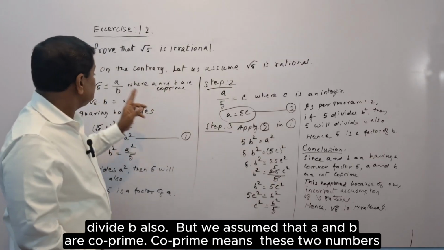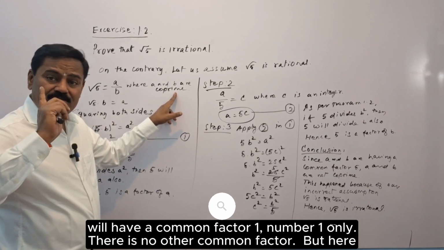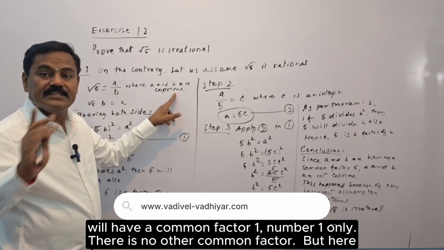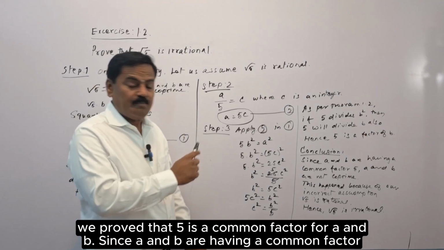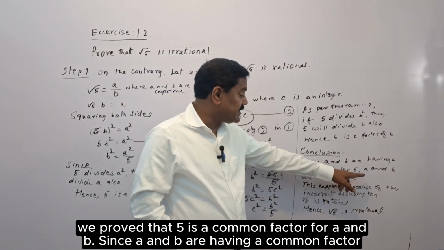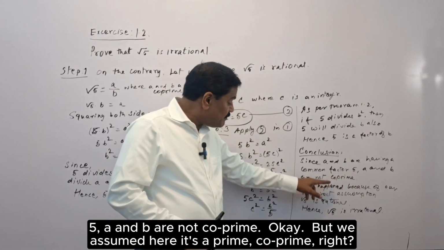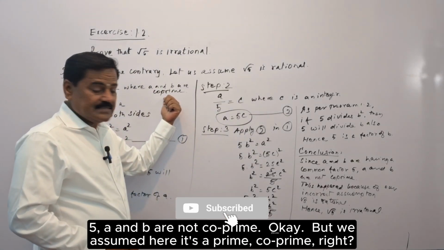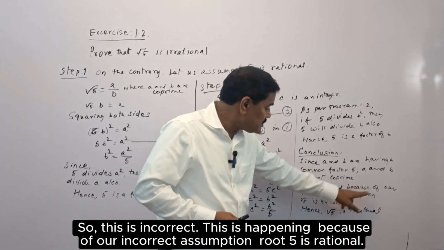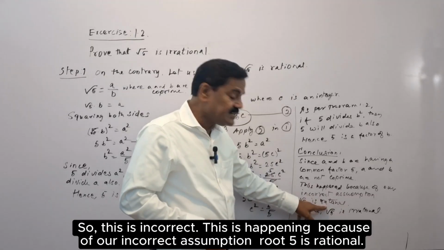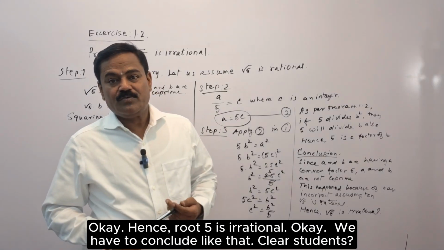But we assumed that a and b are co-prime. Co-prime means these two numbers have only the common factor 1. There is no other common factor. But here we proved that 5 is a common factor for a and b. Since a and b have a common factor 5, a and b are not co-prime. But we assumed they are co-prime, so this is incorrect. This is happening because of our incorrect assumption that root 5 is rational. Hence, root 5 is irrational. We have to conclude like that.